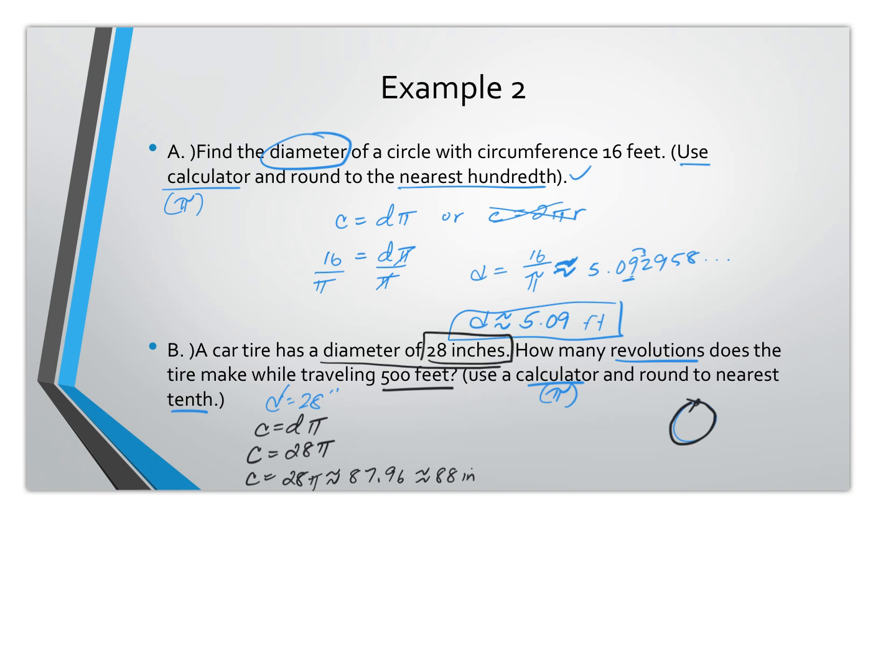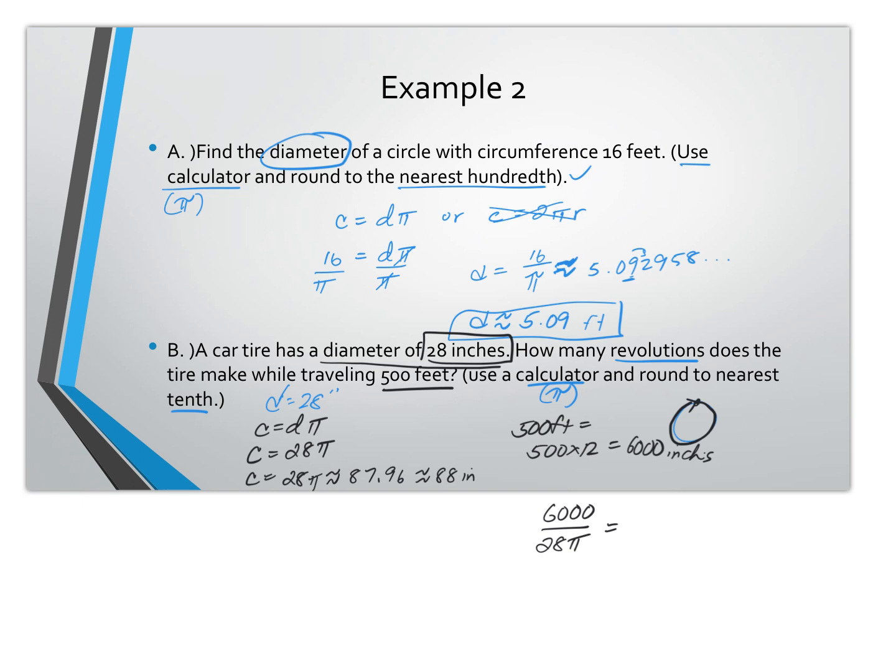The first thing I'm going to do is say 500 feet equals 500 times 12 inches. So if I do 500 times 12, 500 feet equals 6,000 inches. And I know that every time I go one circumference, or one revolution, I go 28 pi inches. If I divide 6,000 by 28 pi, that's going to give me the number of revolutions that I would need.